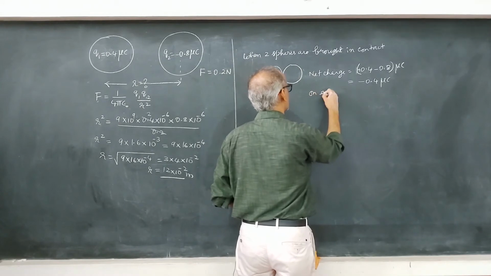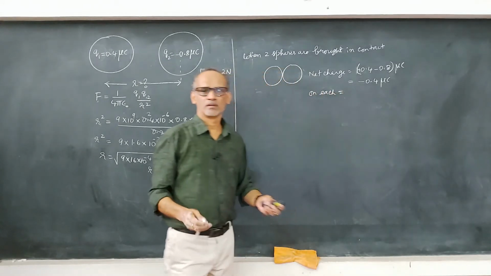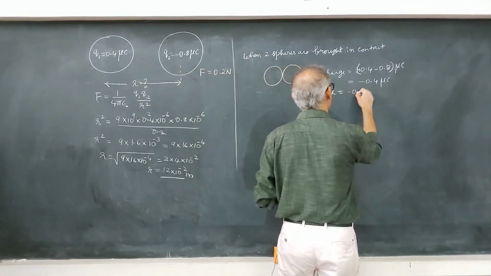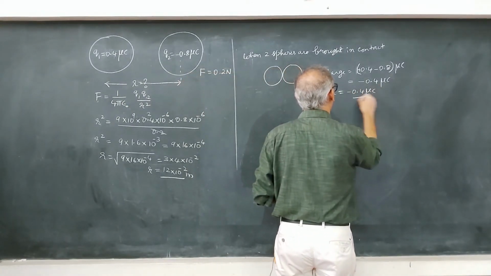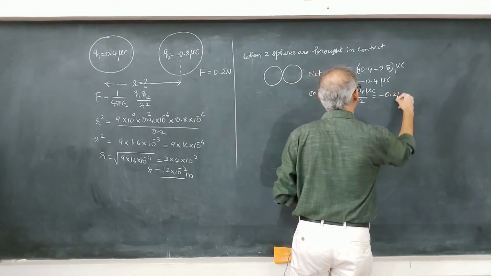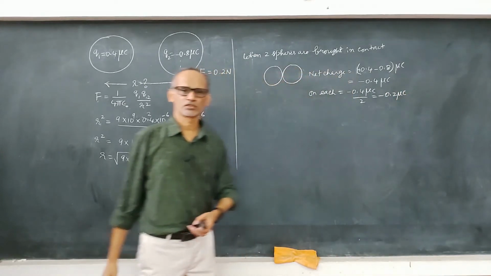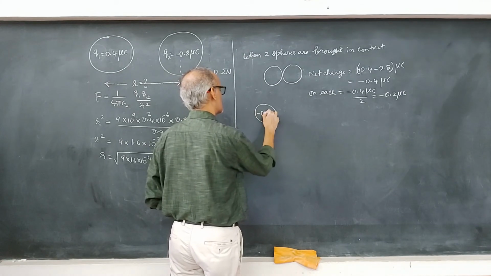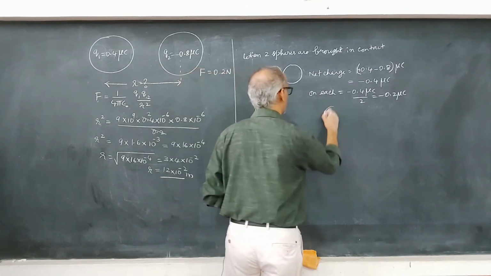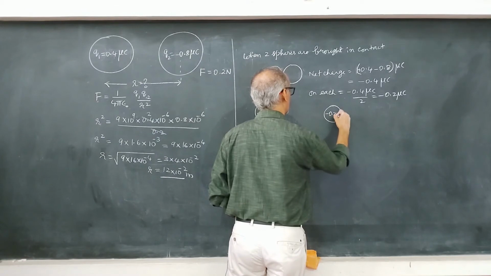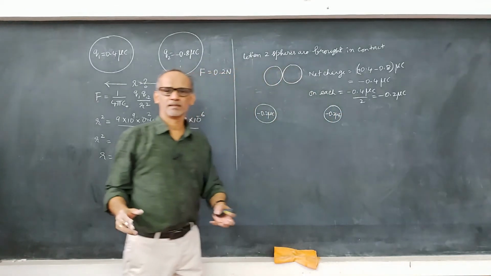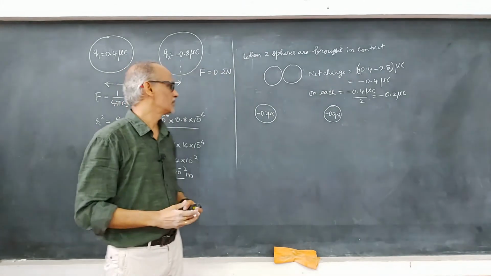Then what is the charge on each? On each, the same charge is shared equally. So that will be minus 0.4 microcoulomb by 2, that will be minus 0.2 microcoulomb. So now the charge on both the spheres is minus 0.2 microcoulomb. Since they are identical, the same charge is shared equally on both the spheres.